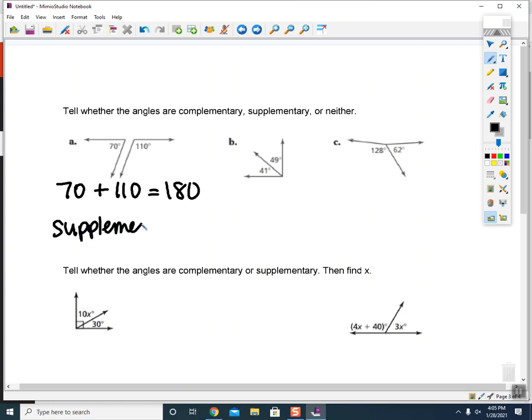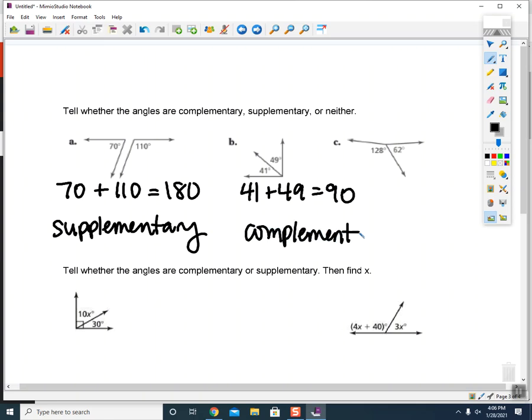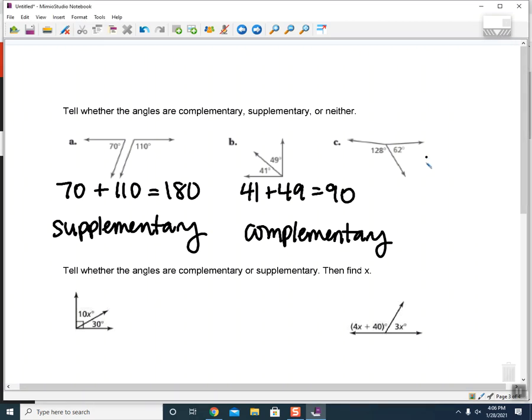I can do the same thing over here. I would do 41 plus 49 is going to give me 90. That means that these are complementary. If I go over here, I have 128 plus 62. That's going to give me 190. That's neither. And you can see that, like, these are attached, right? This is not a straight line. It kind of bows right there. So that's going to be a neither.